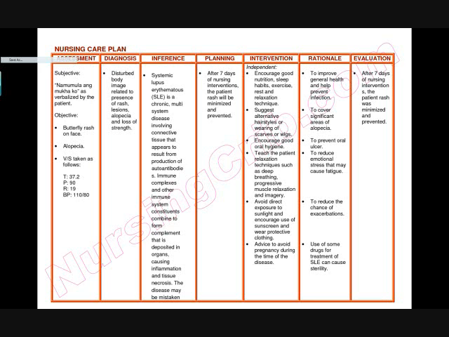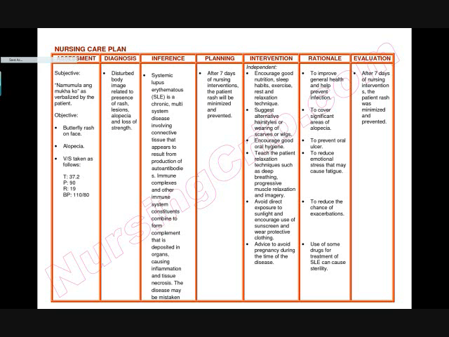Alopecia is occurring, so there's some lack of hair. Vital signs are pretty normal. Blood pressure is 110/80, respirations are 19, pulse is 90, and temp is 37.2 Celsius. Diagnosis, disturbed body image related to presence of rash, lesions, alopecia would be normal for any woman of any age.